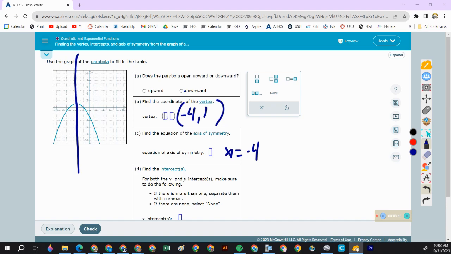And what are the x and y intercepts? So x equals -6 and x equals -2. Those are the x-intercepts. And the y-intercept is -3.